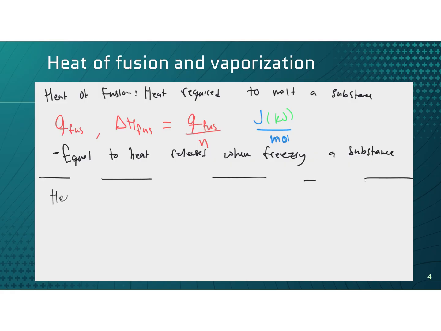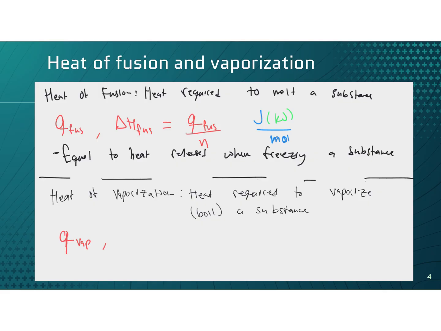Now the heat of vaporization is the heat required to vaporize, otherwise known as boil, a substance. And we can use the exact same nomenclature as before. Q, we'll use the subscript vap to say it's vaporization. We also have the enthalpy of vaporization, which is just the heat of vaporization over n, which has the exact same units as any other enthalpy, joules or kilojoules per mole.